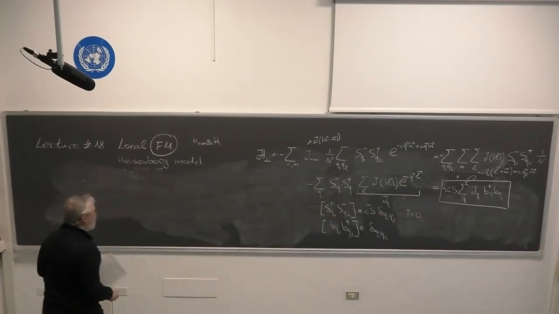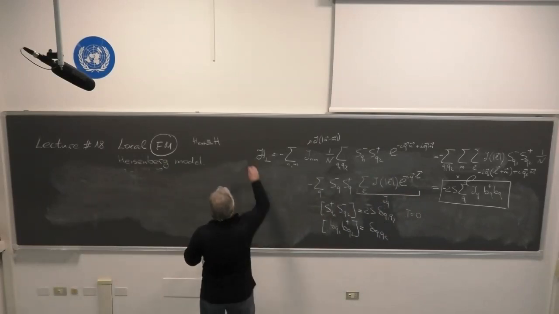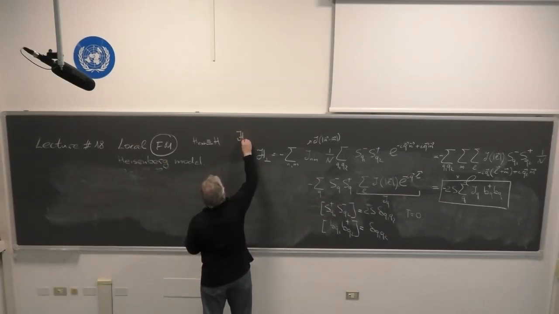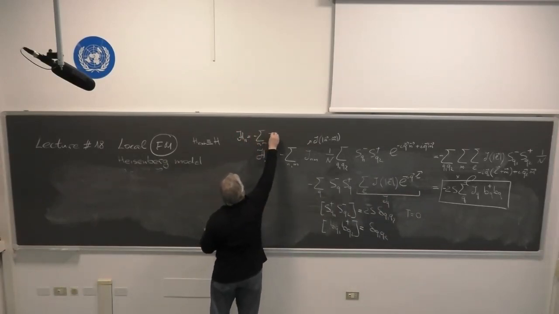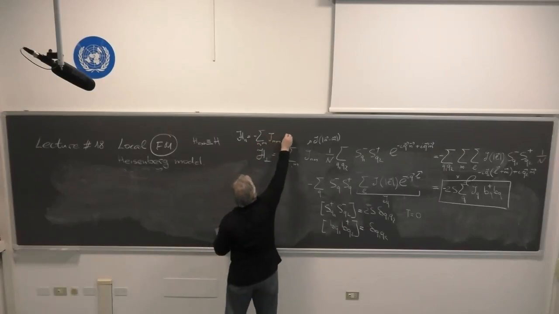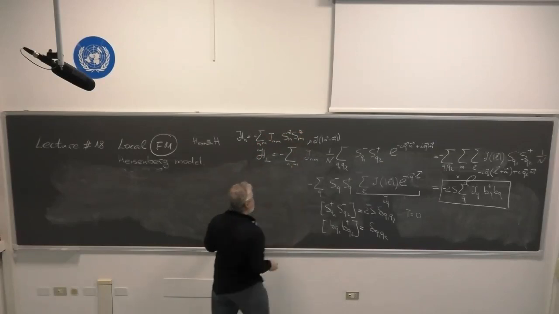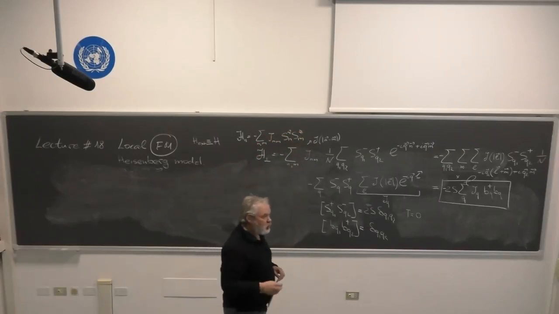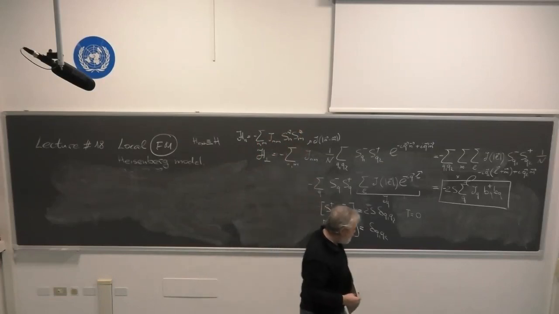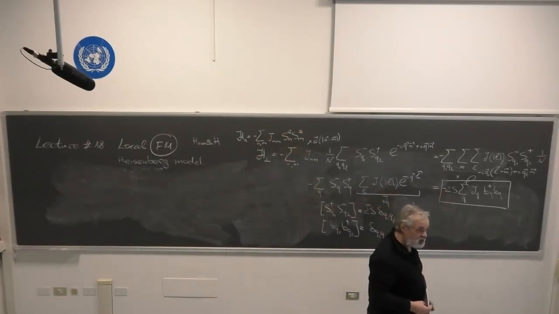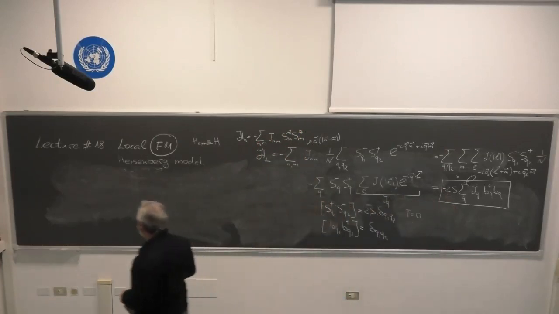So the idea for expressing S_z. Remember that I have H parallel, which is minus the sum over n, J, and m, S_n^z S_m^z. So the goal is to express S_n^z and S_m^z in terms of the same creation and annihilation operators of the bosons. How can we do it?